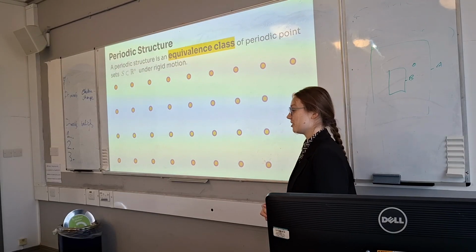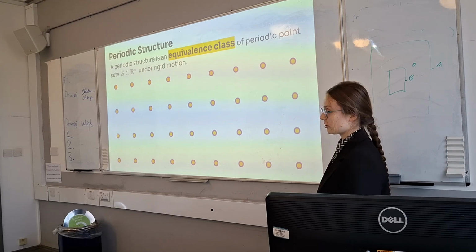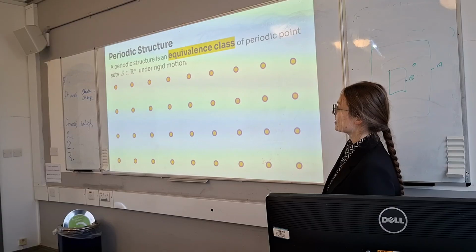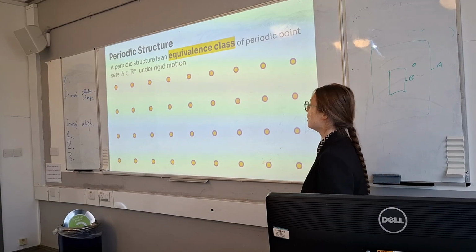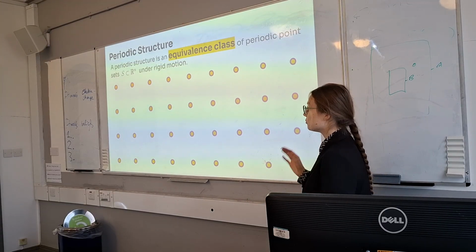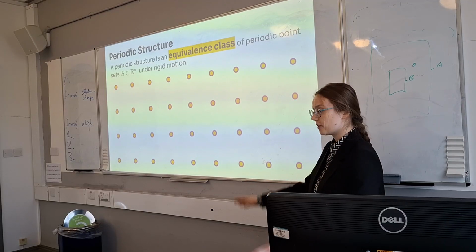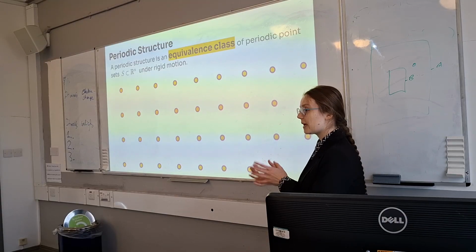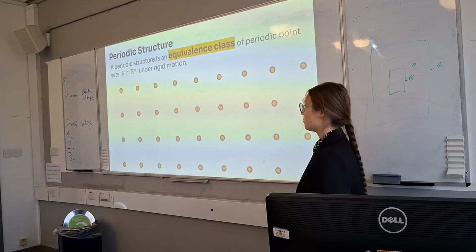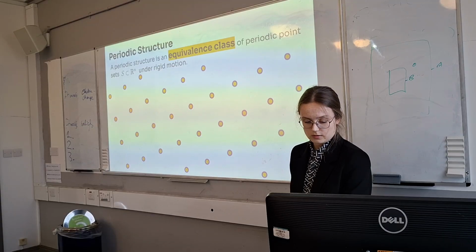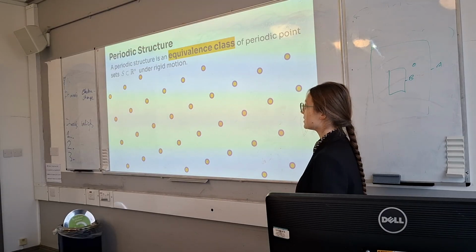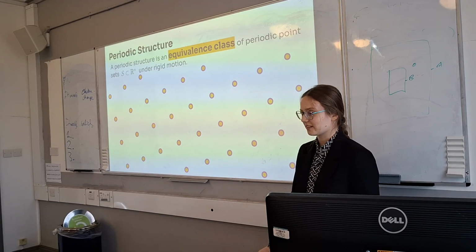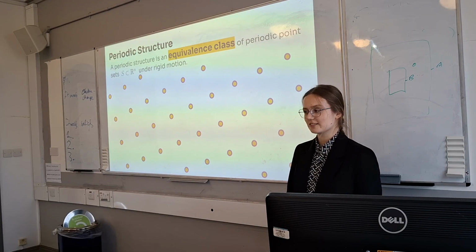Probably the most important definition here is a periodic structure. A periodic structure is an equivalence class of periodic point sets. So these are the set of all atoms under rigid motion. That means if I have this infinite set of points and I translate it, it's the same crystal. They live in the same equivalence class, therefore that's a periodic structure. I could rotate it as well, and it is also in the same equivalence class. So these are all the same crystal. That makes sense. That's probably obvious. If I take a crystal and move it around, it's the same crystal.